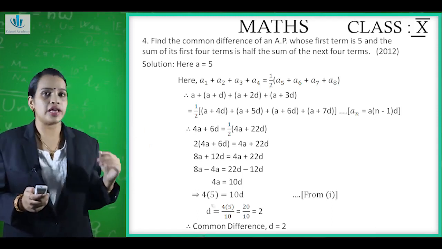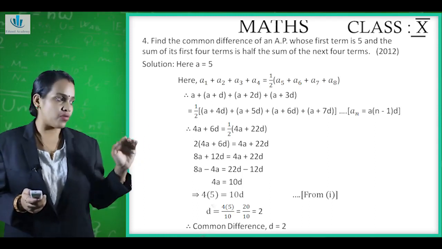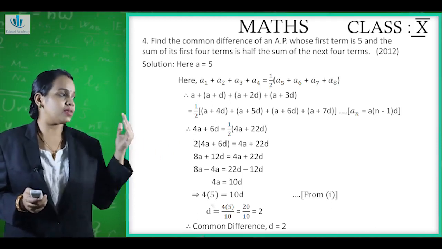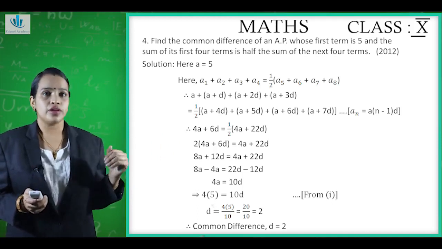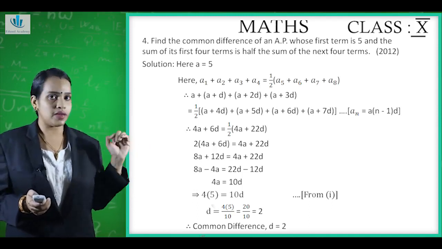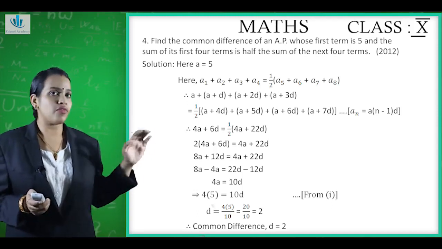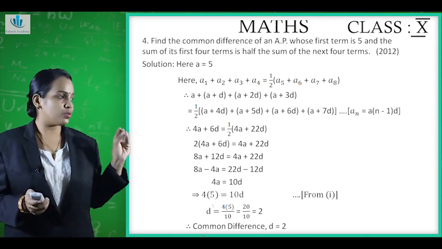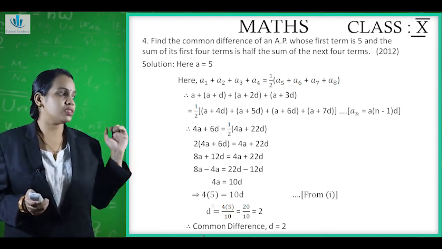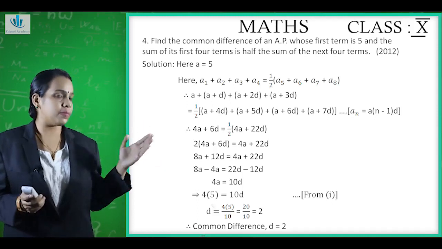First 4 terms we will put as A1 plus A2 plus A3 plus A4, which is equal to half of the next 4 terms. So it becomes half into (A5 plus A6 plus A7 plus A8). Now we will solve it. Now you know how to find the term. So it becomes A plus (A plus D) plus (A plus 2D) plus (A plus 3D), which is equal to half of, here also we will put the value of the terms. You know the formula, AN is equal to A plus (N minus 1) into D. So it becomes (A plus 4D) plus (A plus 5D) plus (A plus 6D) plus (A plus 7D).